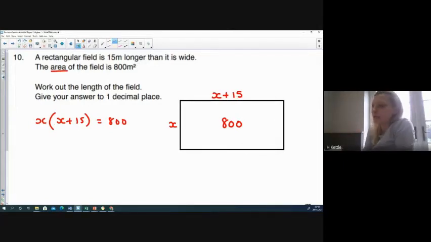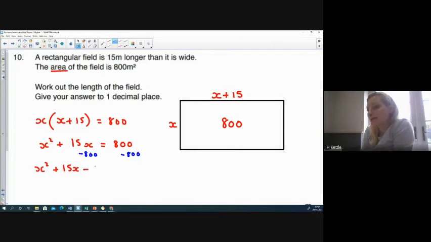That needs to make sense. And then we can work out what x is. So this would be x squared add 15x equals 800. And here we have a quadratic. Now, a quadratic can only be solved if it equals 0. So I'm going to take 800 away from both sides. I'm really not being very consistent with the colour I'm using here. I hope you're all keeping up with me. x squared add 15x minus 800 equals 0.